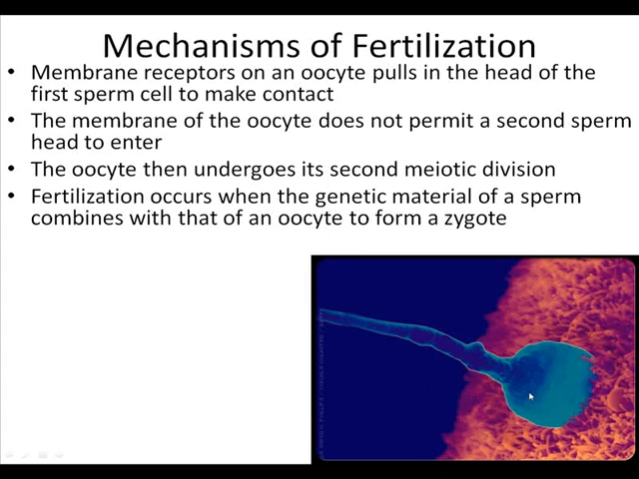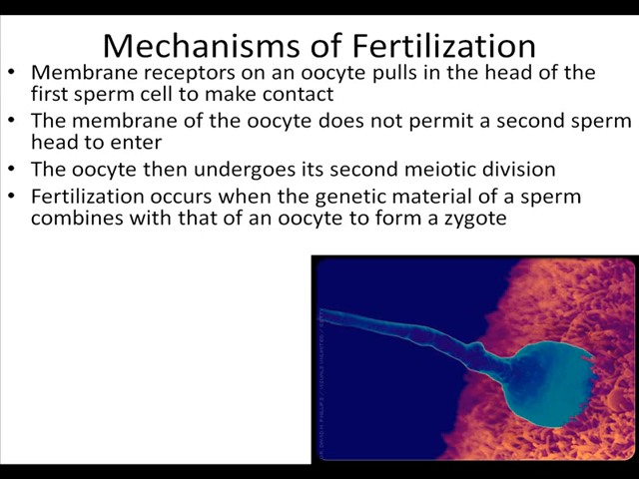So many sperm, and there are some really good pictures of this, hundreds of sperm might reach the oocyte at the same time. And the sperm undergo a reaction that helps to digest away the outer protective layers around the oocyte. The first sperm, though, that actually gets to the membrane of the oocyte, there are receptors there that will pull the head of the first sperm in, and then there's a block that stops any other sperm from getting into the egg.